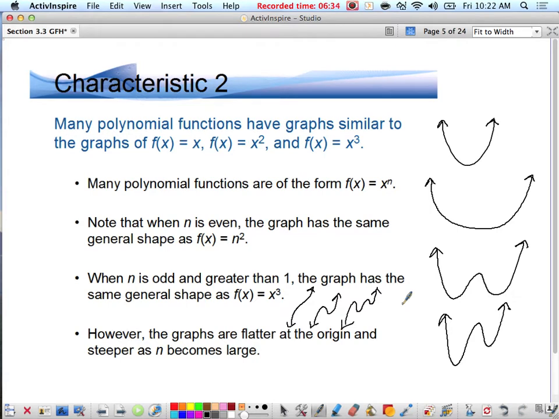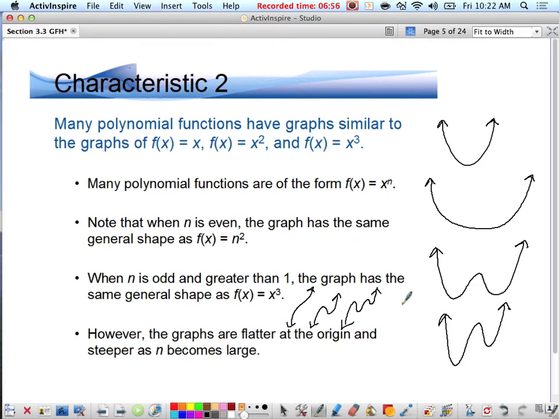Are you guys okay? As the power becomes larger, they actually get flatter towards the middle, but steeper out on the ends. And you'll kind of just intuitively understand that as we graph. These aren't things you necessarily have to memorize. So remember that. The more familiar you are, though, the easier it will be and the better you will know what to expect when you go into a problem.